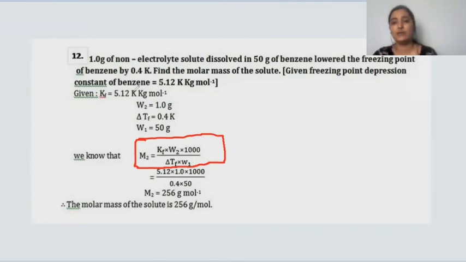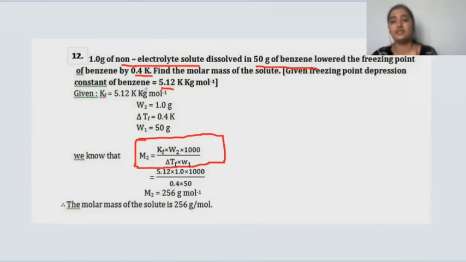Now let us see the problem regarding this formula. 1 gram of a non-volatile non-electrolyte solute dissolved in 50 gram of benzene has lowered the freezing point of the benzene by 0.4 Kelvin. Find the molar mass of the solute. And they have provided you with the Kf, that is the cryoscopic constant for benzene. It is found to be 5.12 Kelvin kg per mole.